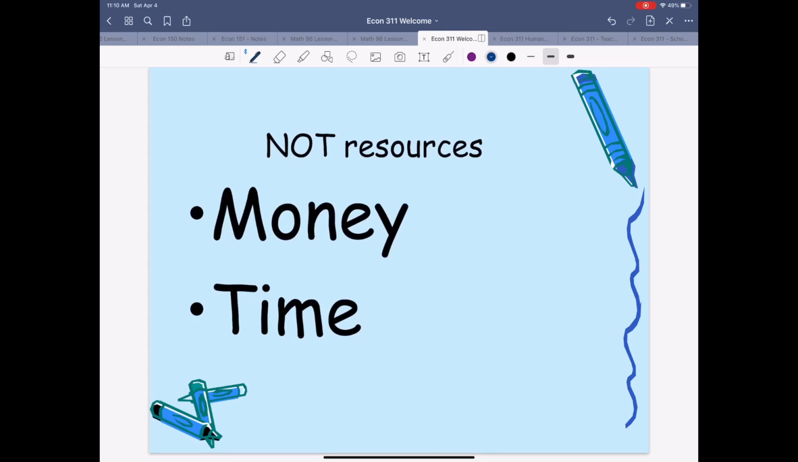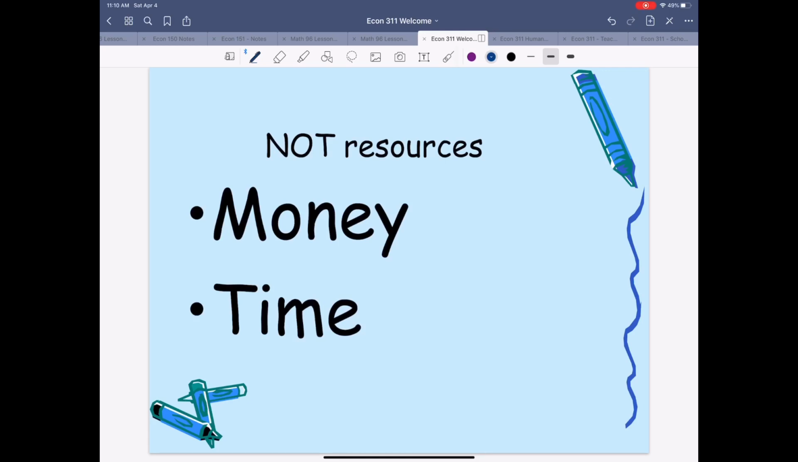What's not a resource is money and time. Money is not a resource. It is a valuable tool, and it certainly is useful for organizing resources and for making exchanges. And we'll talk in the course later about money and how we understand the value of money and what purposes it serves. But as far as being a productive resource, it is certainly a tool that can be used. In fact, the term financial capital tool is sometimes used to describe it.